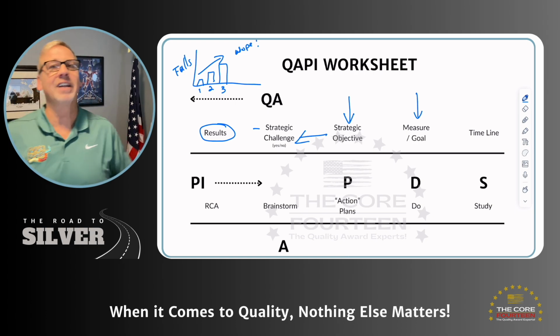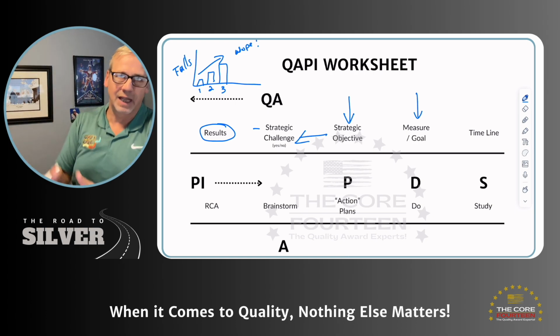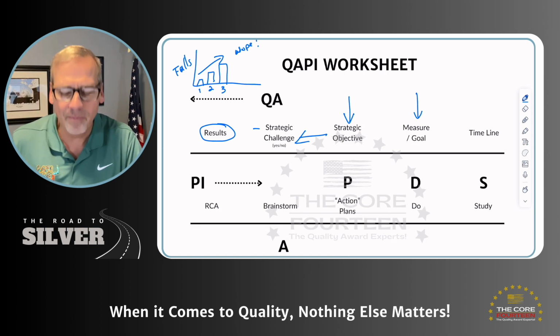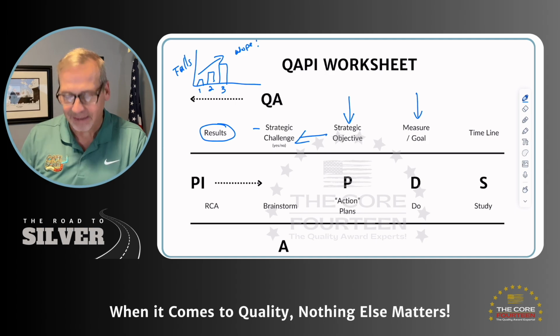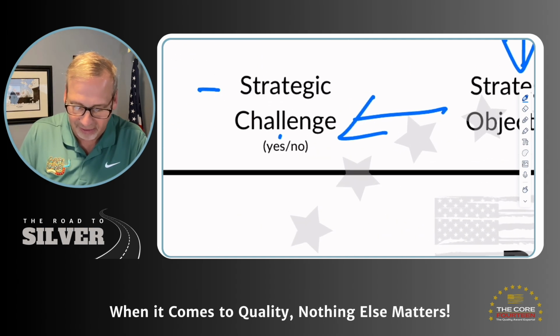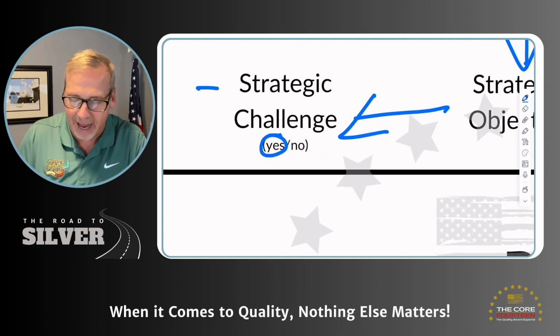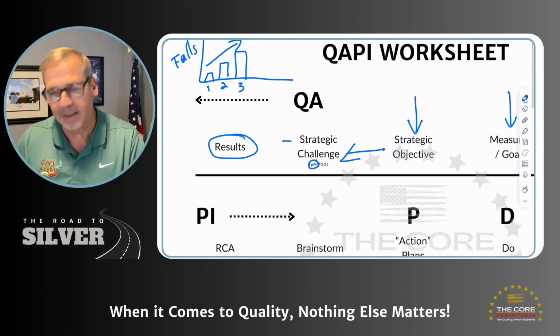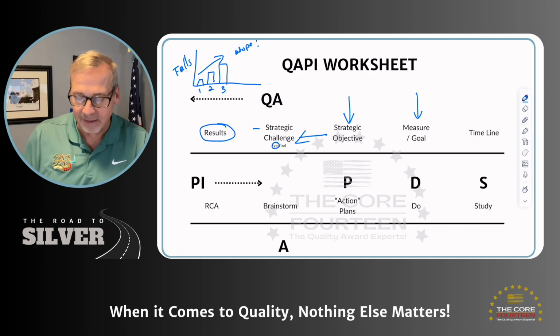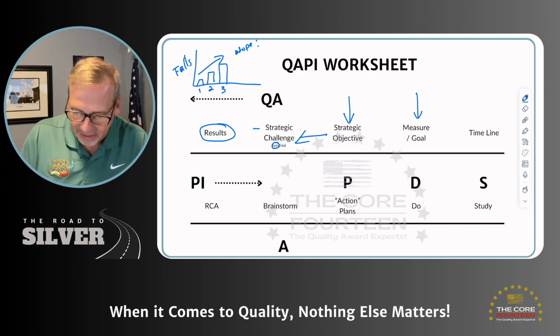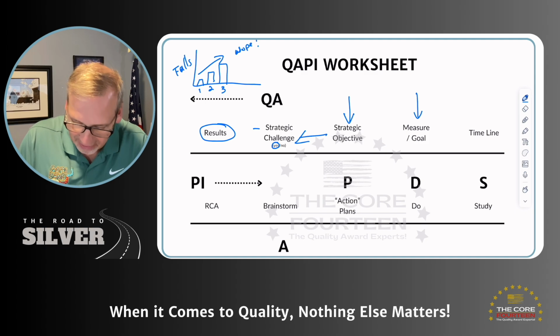This is one of those things where we need to shine a light. So what we would do in QAPI is we would identify this. If you see that it says yes, no, this is a big yes. Yes, it is a strategic challenge. It's something that we want to address. And so we're going to identify it here. Here, the strategic challenge is an increase of falls.